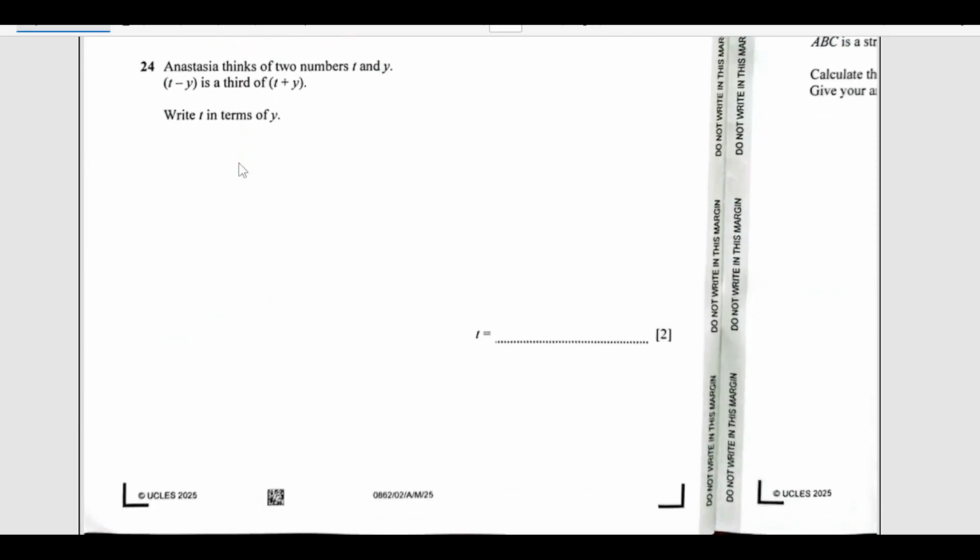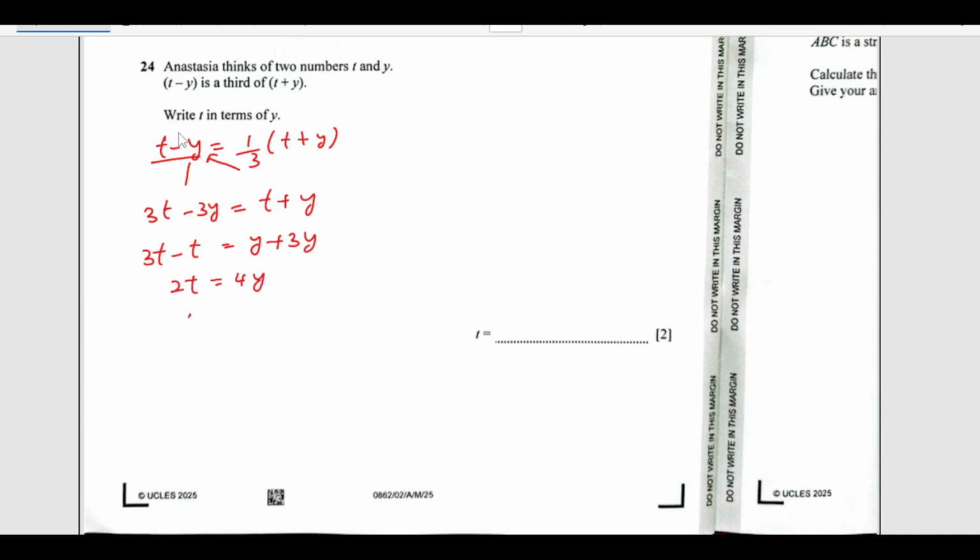Number 24, Anastasia thinks of two numbers t and y. t minus y is a third of this, so t minus y is a third of, that means 1/3 of t plus y, right? Again we will cross multiply, so this is 1 over here, so this goes 3t minus 3y. When you multiply here, then you multiply this side, that is 1, it doesn't make any difference. So this is 3t, combine the like terms, and then we have y plus 3y. So this is 2t equals 4y. So t is 4y over 2, that is 2y. So t is equal to 2y, right?